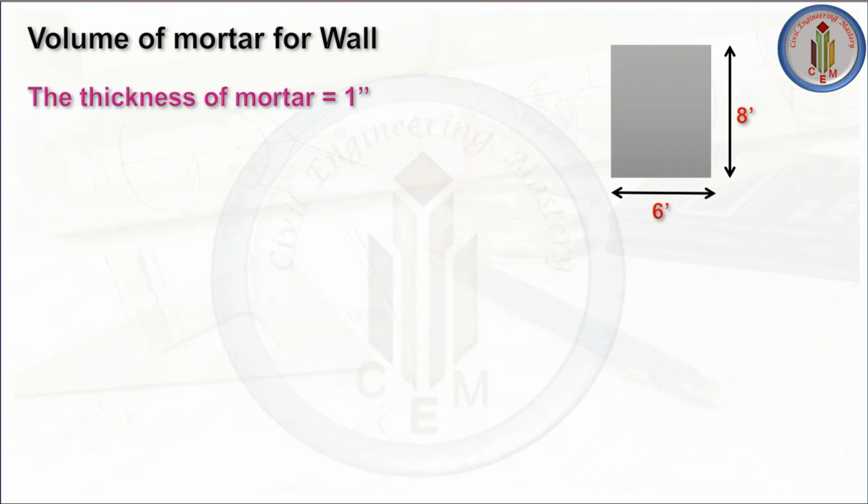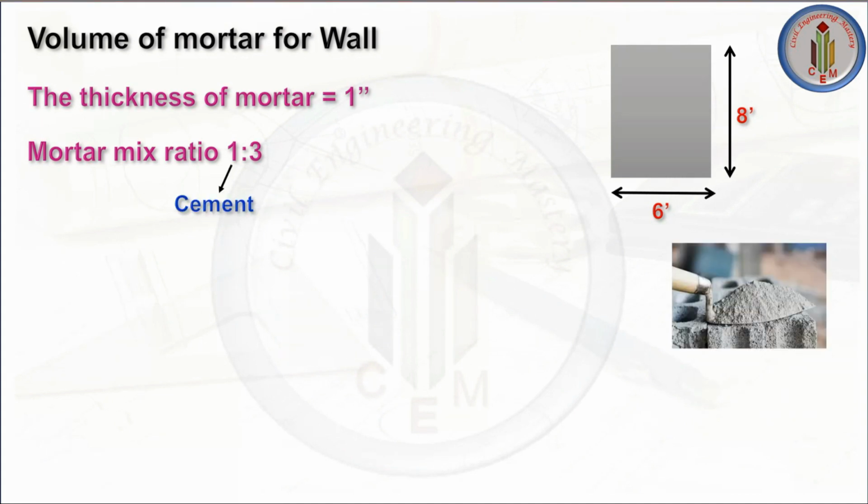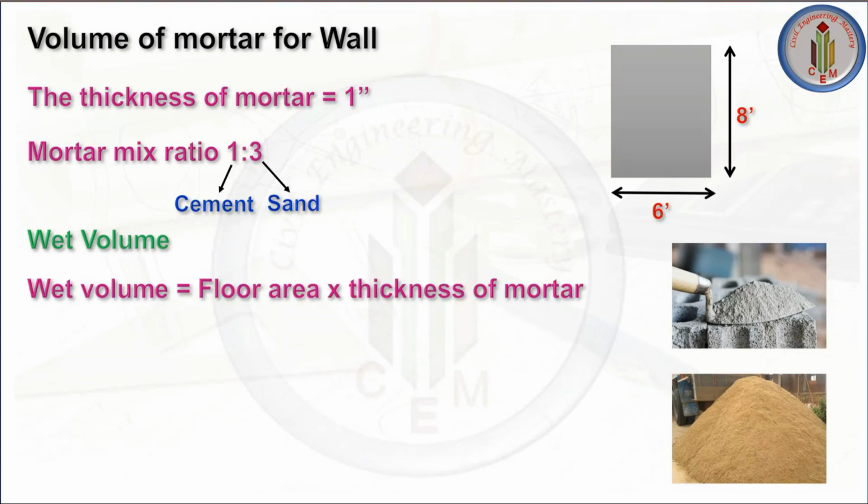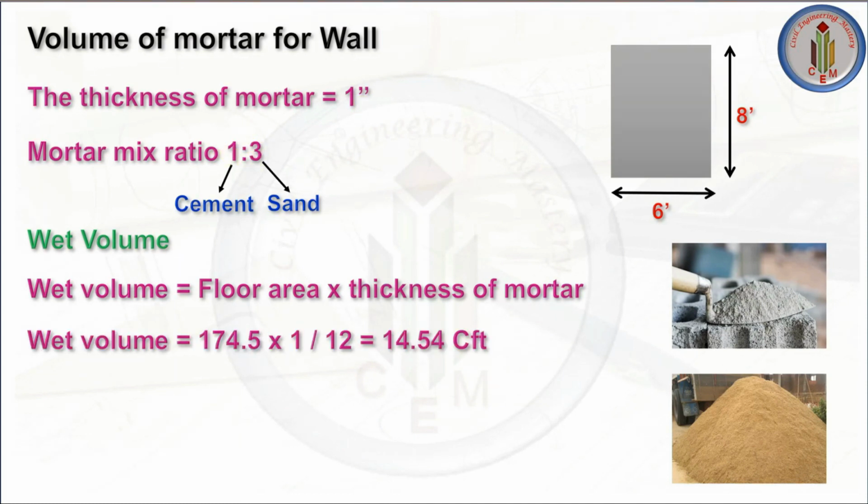Thickness of mortar is 1 inch. Mortar mix ratio is 1:3. 1 is cement, 3 is sand. Wet volume we need to calculate. Wet volume is equal to area multiplied by thickness of mortar. The same procedure we need to follow as I told you before, but the thickness will vary and the mortar ratio will vary. Wet volume is equal to area of wall, 174.5, multiplied by thickness of mortar. Here 1 inch is the thickness, that I am converting into feet. So we get 14.54 CFT.